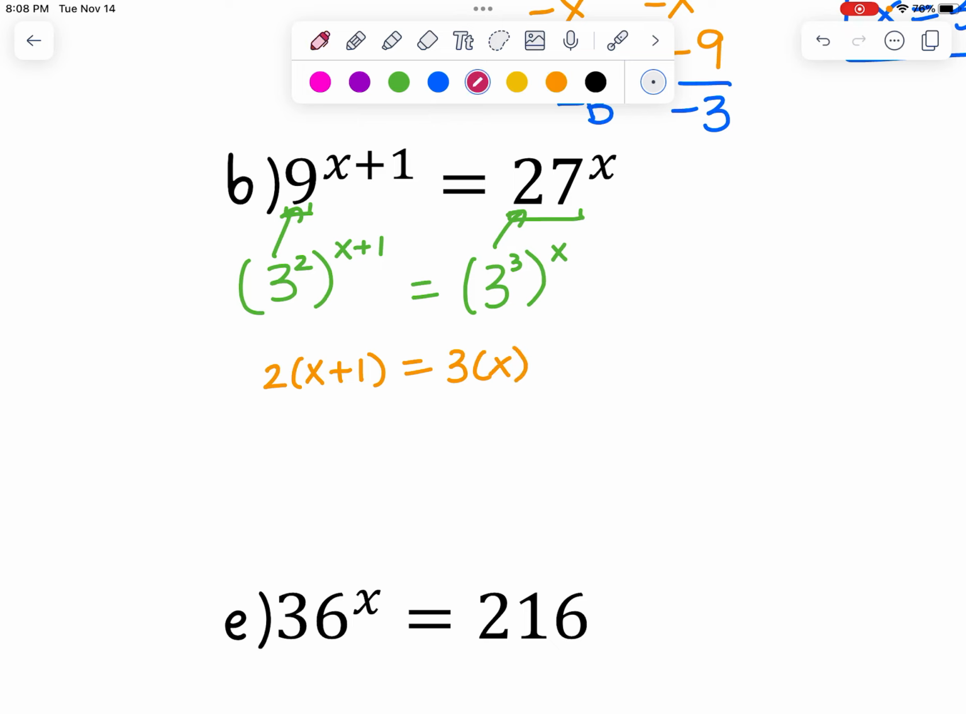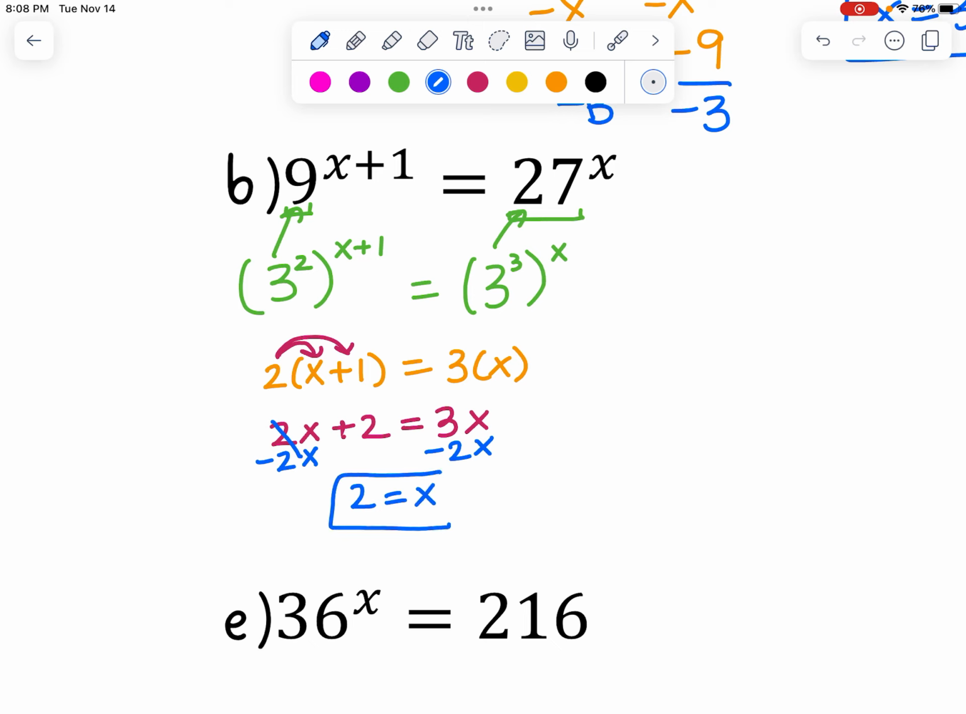Step 1 is going to be to multiply. So I'm going to distribute the 2 here. I'm going to multiply 3 times x. Now to solve for x, I want to get all the x's on one side. So I'm going to subtract 2x from both sides, and I get 2 equals x. Oh, and for this one, we are done. x equals 2 is our final answer.